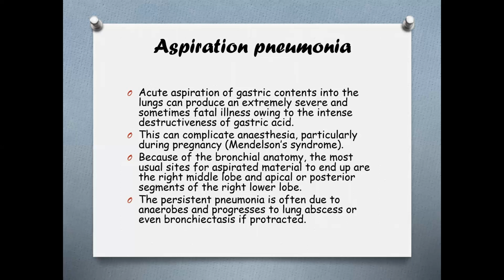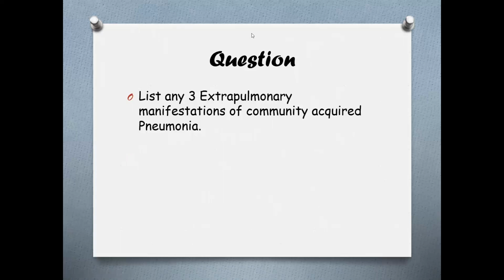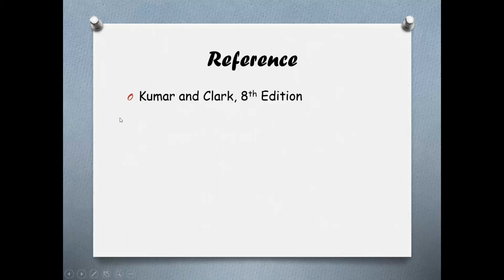Aspiration pneumonia, acute aspiration of gastric contents into the lungs can produce an extremely severe and sometimes fatal illness owing to the intense destructiveness of gastric acid. This can complicate anesthesia, particularly during pregnancy, which is referred to as Mendelson's syndrome. Because of the bronchial anatomy, the most usual site for aspirated material to end up is the right middle lobe and the apical or posterior segments of the right lower lobe. Okay. The persistent pneumonia is often due to anaerobes and progresses to lung abscess or even bronchiectasis if protracted. So this is the question for you.